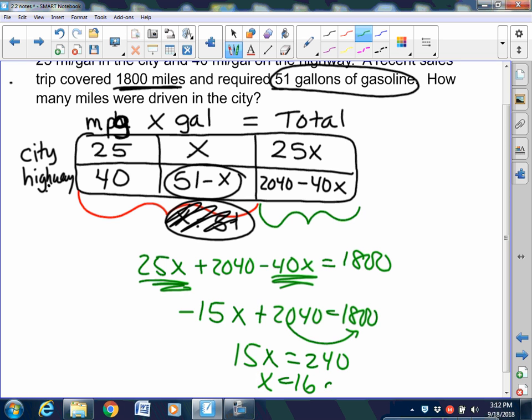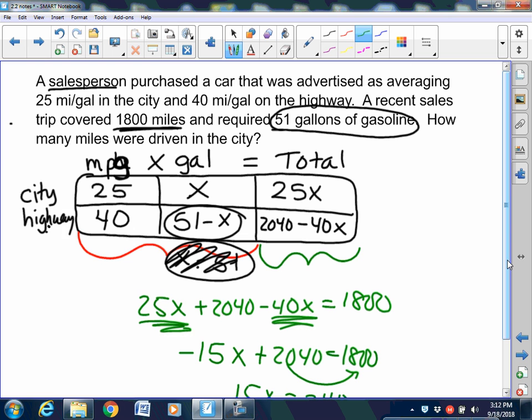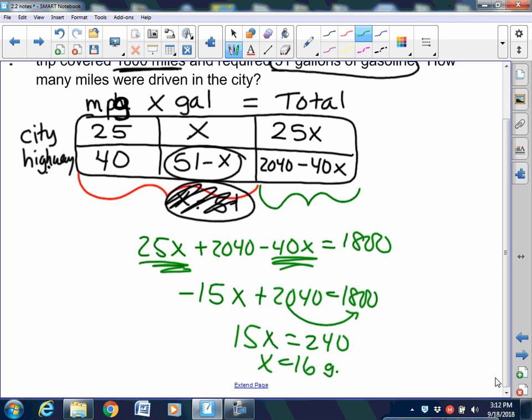Gallons. But what's the question asking? How many miles were driven in the city, you guys? Do they want that on the test as the answer? Do they want 16 gallons? Is that how many miles were driven in the city? 16 gallons? How many miles were driven in the city? Where do you have to look to get the answer?